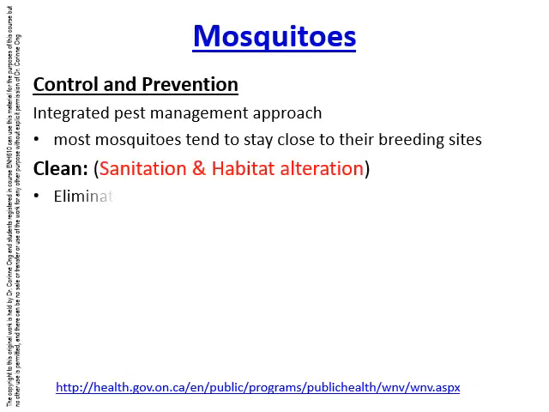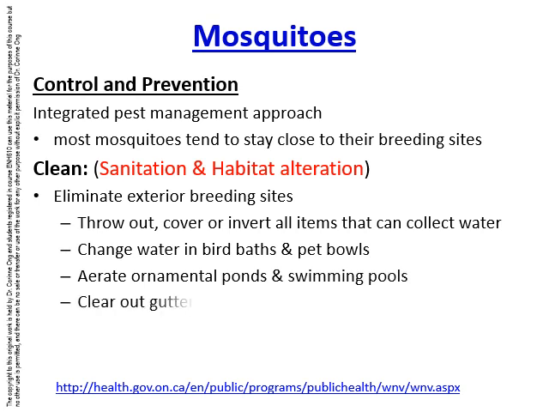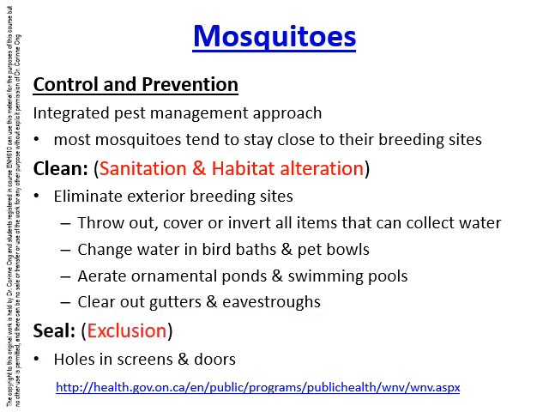Controlling mosquitoes is obviously very important in public health. The best strategies are those used in integrated pest management. Since mosquitoes don't fly very long distances and stay close to their breeding sites, eliminating these should be the first step. All items that can collect water should be either thrown out or covered or inverted so that water cannot pool in them. This includes many items such as pet bowls and bird baths.